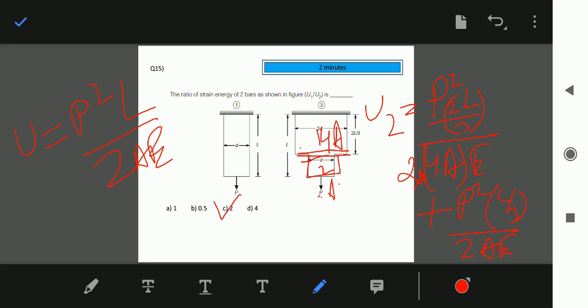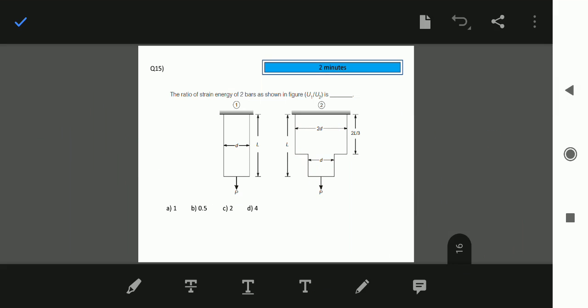The last question. So by this we end up the solution of the test 2.